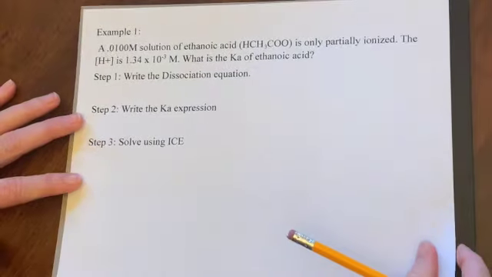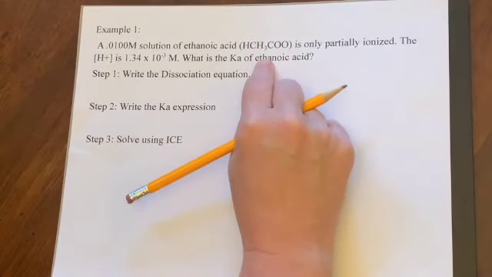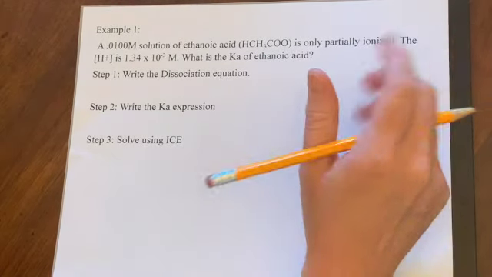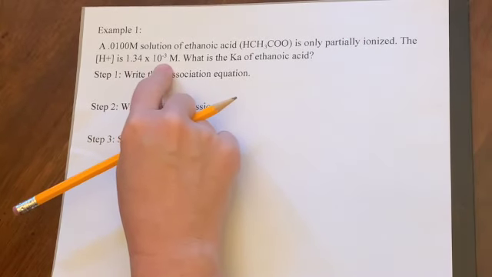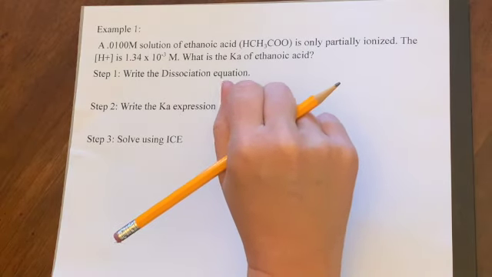So, example A, you have a 0.01 molar solution of ethanoic acid. It is only partially ionized because it is a weak acid. The hydrogen ion concentration is 1.34 times 10 to the negative third. What is the Ka of the ethanoic acid?